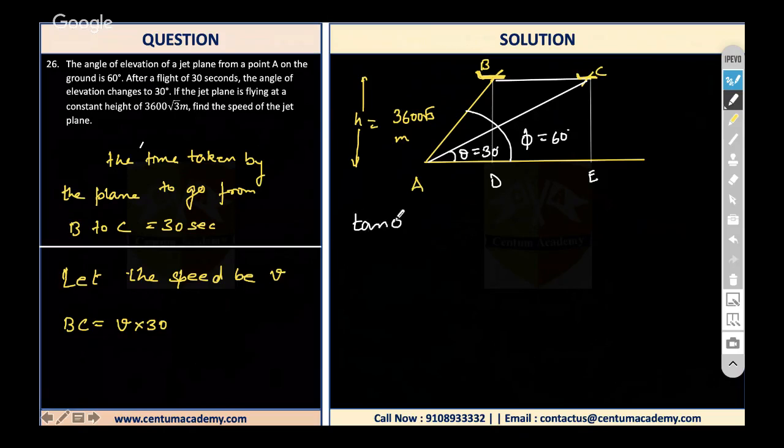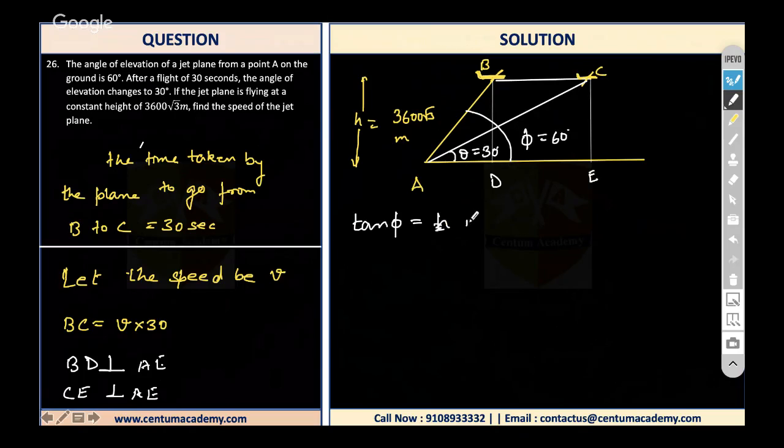Why will I use tan phi? In most of the heights and distance problems, you'll use tan and cot only. Why? Because they will not generally give you the slant, or let's say the distance in the line of sight. So tan phi is equal to H. You have to also mention that BD is perpendicular to AE and CE is perpendicular to AE, right? And so tan phi is B.